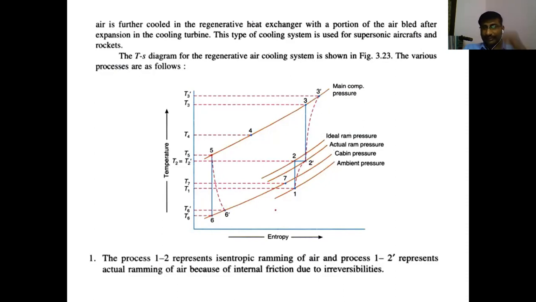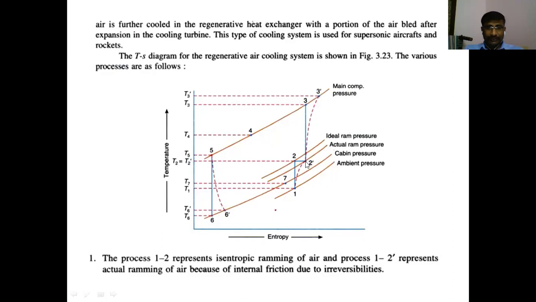If the Mach number is greater than 4, that velocity is called the hypersonic velocity. This system is used for supersonic aircraft and rocket engines. The T-S diagram 1 to 2 dash is similar to the previous systems. It is the ram compression.